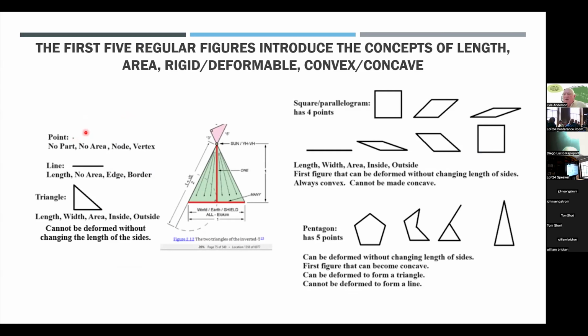There's the smallest area in the world. So it has no part, no area. It's used for nodes and vertexes. Then we get the line. It has length, but no area. It's used for edges and borders.